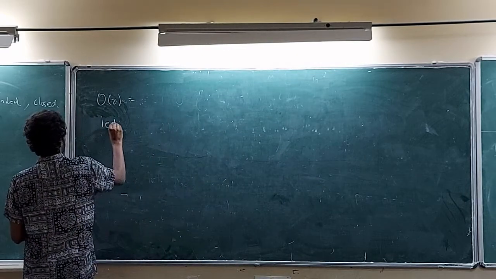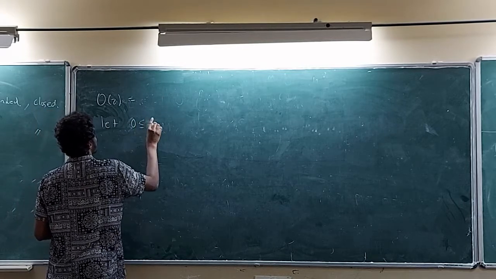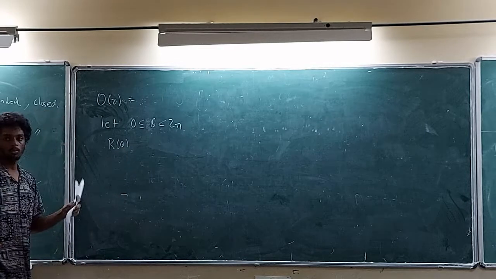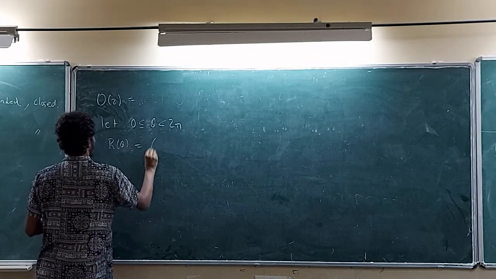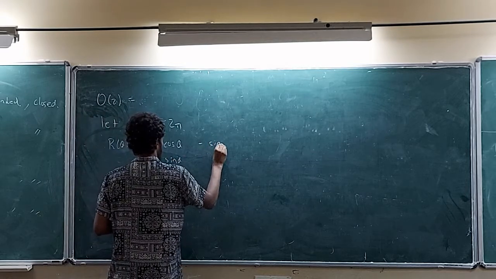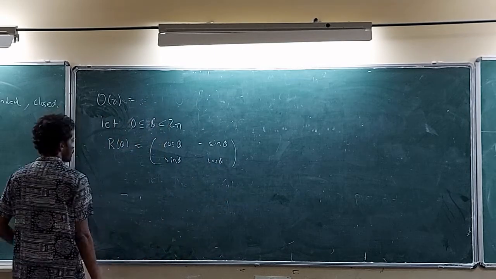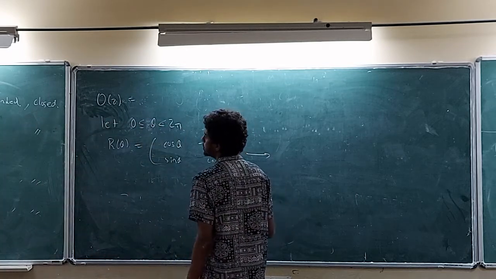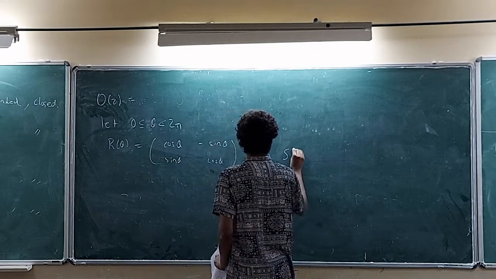So for all theta, I can define R of theta to be those rotations that preserve orientation and change angle by theta. So that will be cos theta, sin theta, minus sin theta, cos theta. What's the determinant for these? These are determinant one. In fact, these are precisely the elements of SO2. Yes. So this is SO2, right?